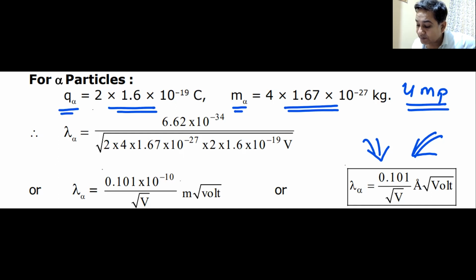Do we understand this? Have we noted this down? These were charged particles. Do we understand them?